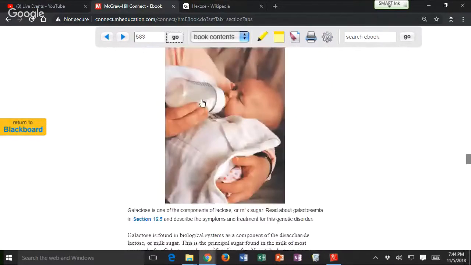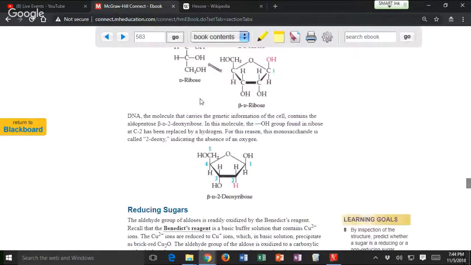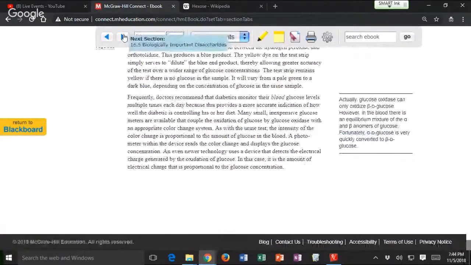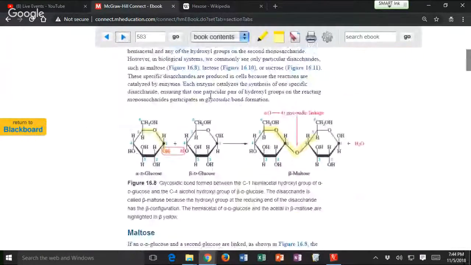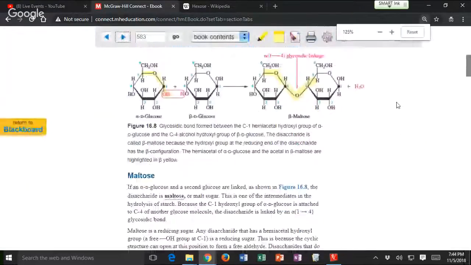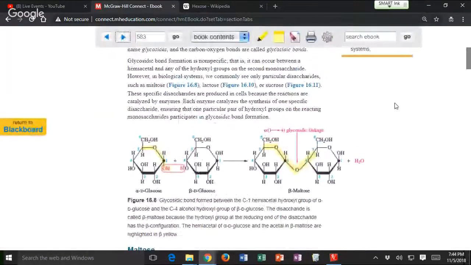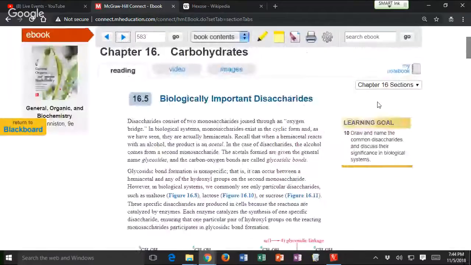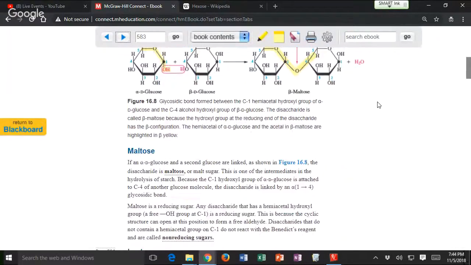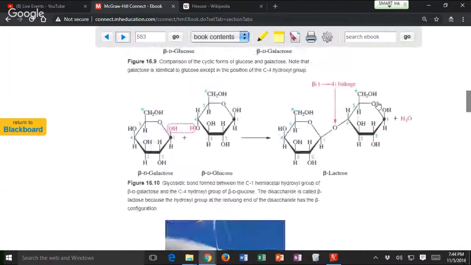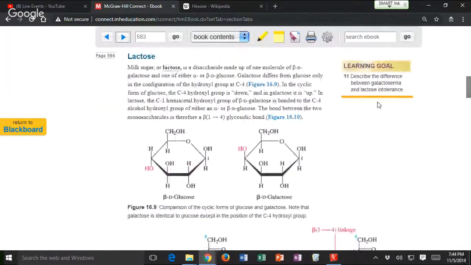So there's our fructose. Okay, I guess we need the next section. Okay. So here's what it looks like. Where's our picture? All right, let's look at lactose.